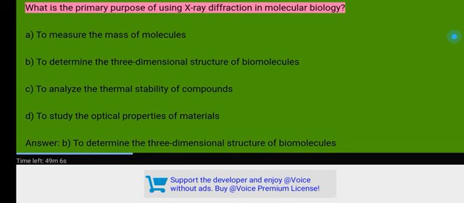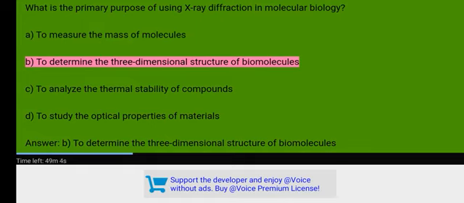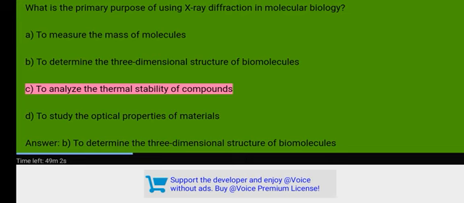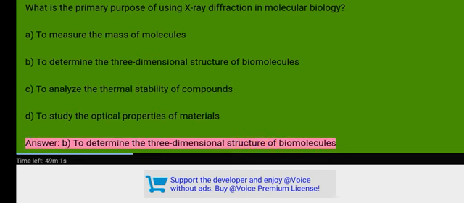mechanisms. Multiple choice questions. What is the primary purpose of using X-ray diffraction in molecular biology? A. To measure the mass of molecules. B. To determine the three-dimensional structure of biomolecules. C. To analyze the thermal stability of compounds. D. To study the optical properties of materials. Answer. B. To determine the three-dimensional structure of biomolecules.